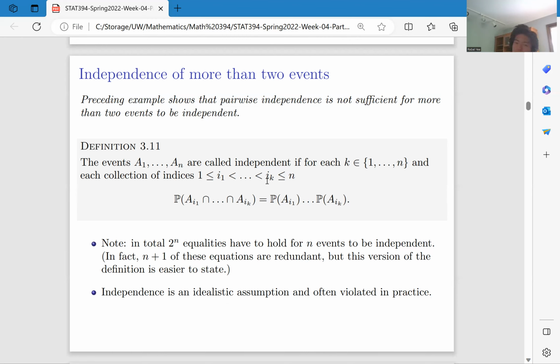But what about k equal to 3? We need to prove all the cases of A1, A2, A3; A1, A2, A4; A2, A3, A4; and A1, A3, A4. These 4 terms, we need to prove them one by one. And also for k equal to 4, the probability of the intersection of A1, A2, A3, A4 is equal to the product of the probabilities of each of the 4 single events.